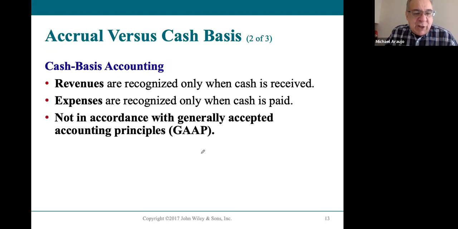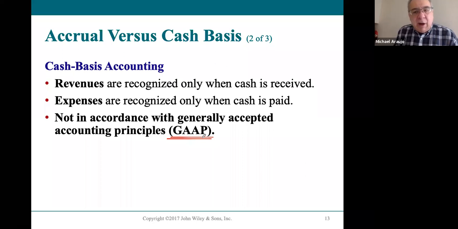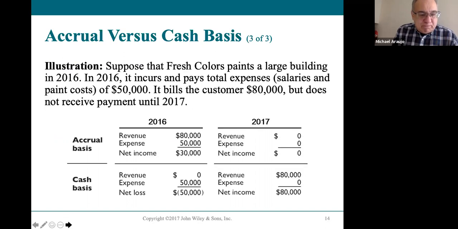Okay, the cash basis is not something we teach in this particular class because it's not in accordance with GAAP. It's not an acceptable way of preparing statements for public corporations. It's not acceptable to do that. But the cash basis is used everywhere around the country, particularly for smaller businesses.